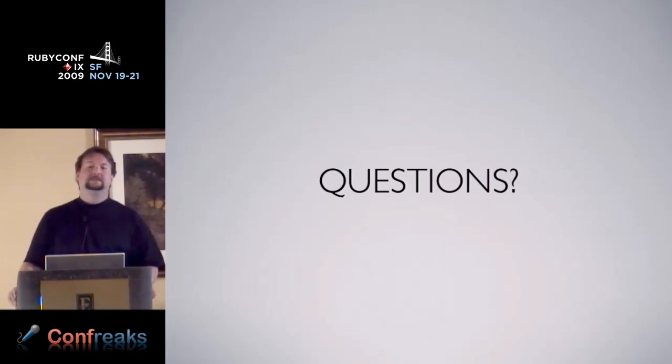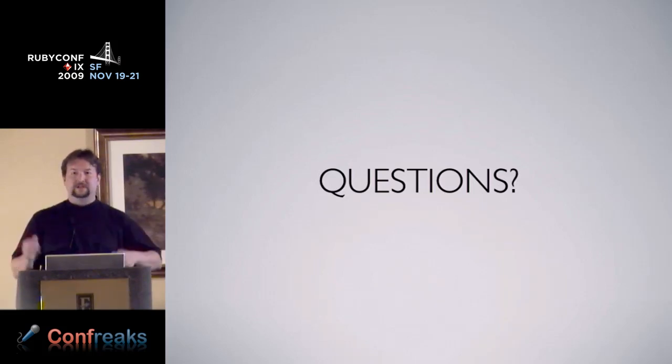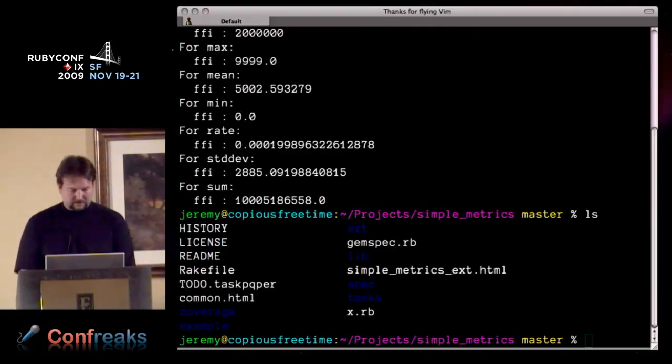Yes? How do you actually make the gem file itself? Is it more or less the same as a normal C extension? There actually is no C extension. It's just Ruby code. So let's go look. I don't actually have this gemified, but I can show you basically what it looks like.